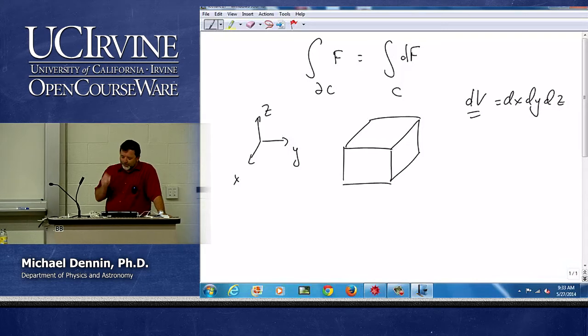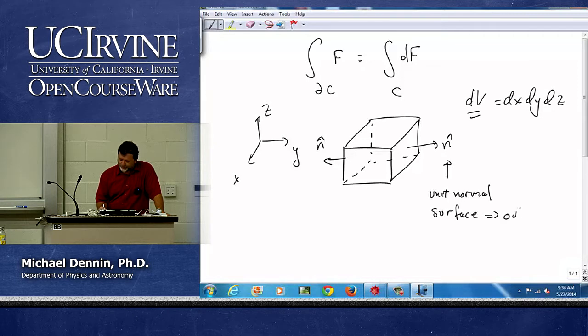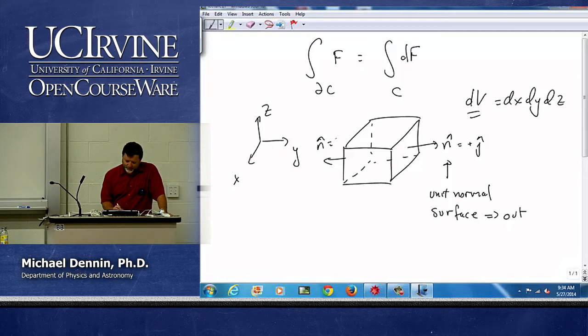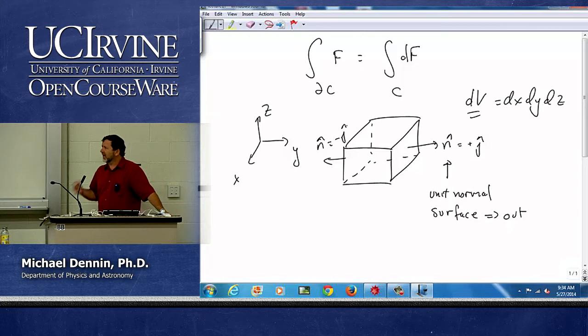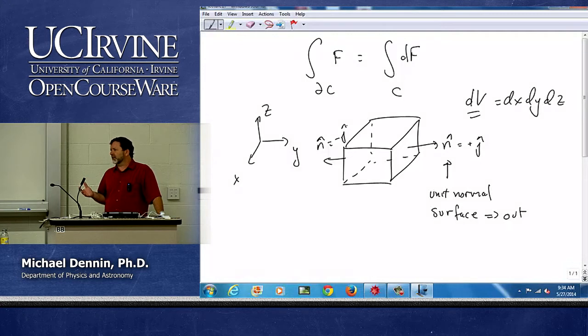Now, the other thing that's really important is when I consider my face, because I have a closed surface, my unit normal to the surface always goes out. That's our convention. So this one is plus j hat, because we're in the y direction. And this one is minus j hat, because it's in the negative y direction. And that's going to be true for all our pairs. It doesn't matter which direction I take, positive or negative, but one will be plus, one will be minus.